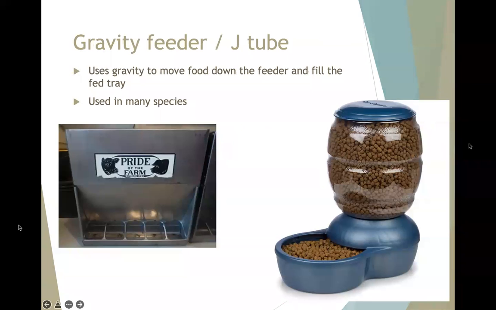Alrighty, now this is a common piece of equipment that a lot of pet owners use. This is going to be that gravity feeder, which is on the left-hand side, or the J tube, which is on the right-hand side. So this gravity feeder, we'll use a lot with livestock. So talking about our cattle, our swine, even goats and sheep, they can put the hay or grain material up here up top. And as they eat out of the bottom, it'll keep refilling itself. Gravity works.